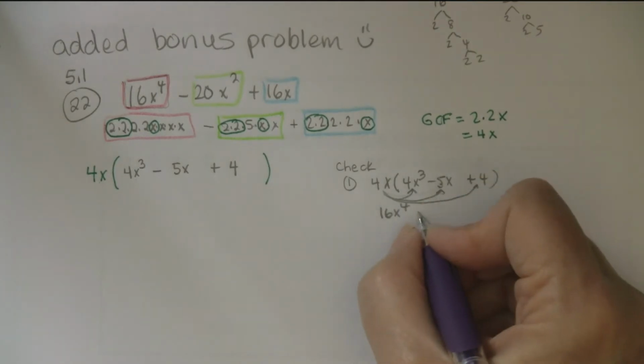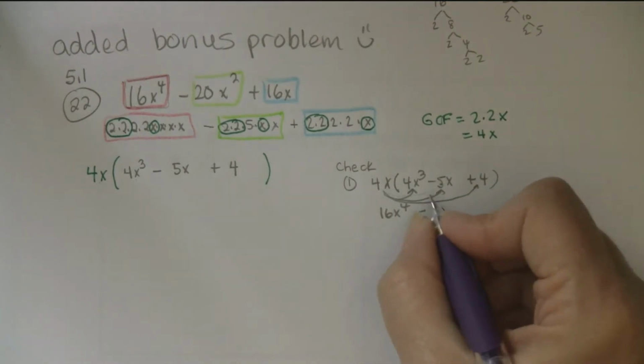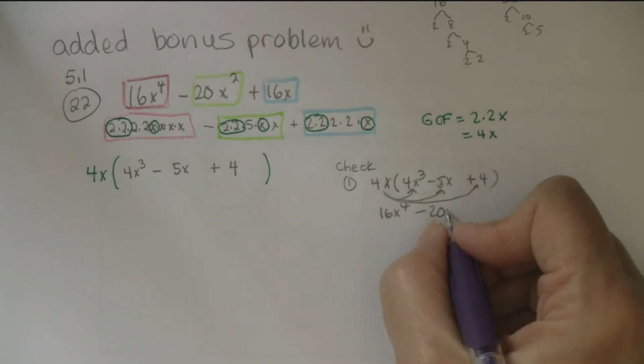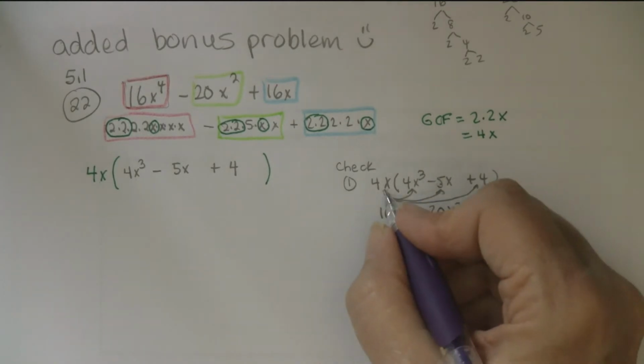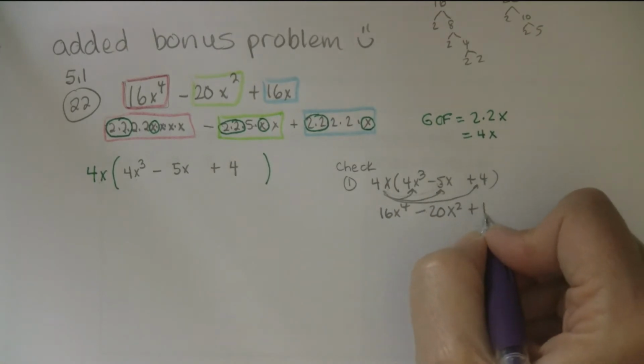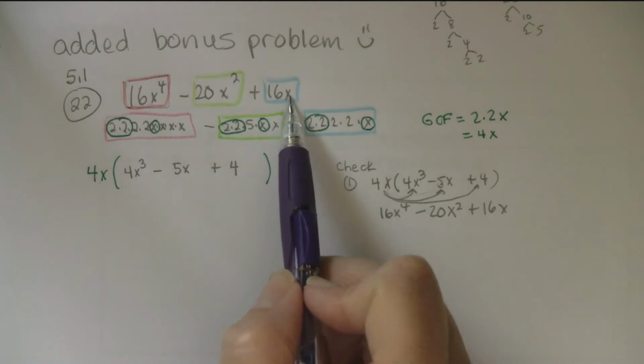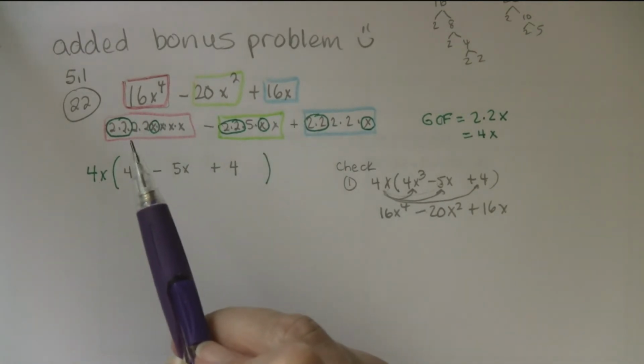4 times 5, crazy 5. So a positive times a negative is a negative. x times x is x squared. And then plus 16x. And yeah, that's what I started with. But that's not the only thing you need to check.